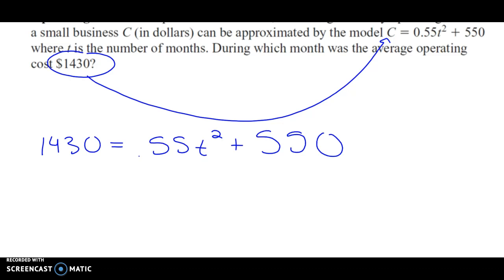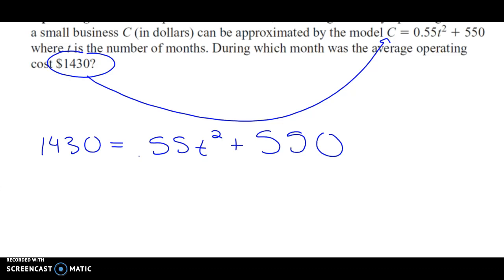We don't know what T is, right? T is the number of months, and that's what we're trying to figure out. During how many months was this the cost? Of the 48 months, which month was that much, cost that much for the small business? Okay, so this is a quadratic.